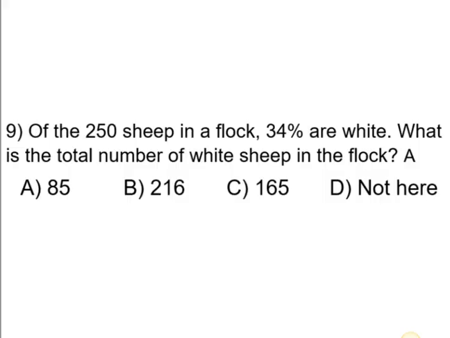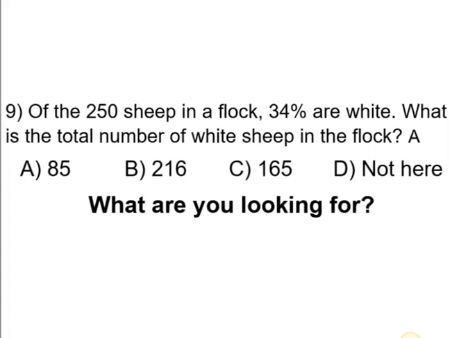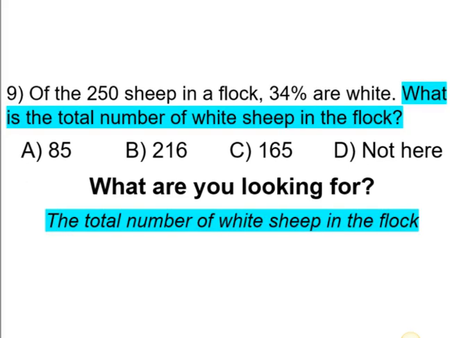Of the 250 sheep in a flock, 34% are white. What is the total number of white sheep in the flock? A, 85, B, 216, C, 165, D, not here. What are we looking for? We are looking for the total number of white sheep in the flock.